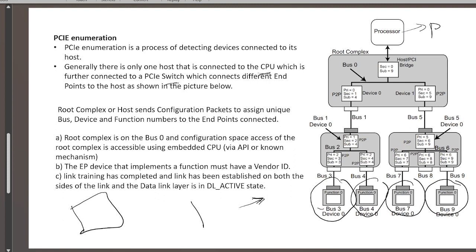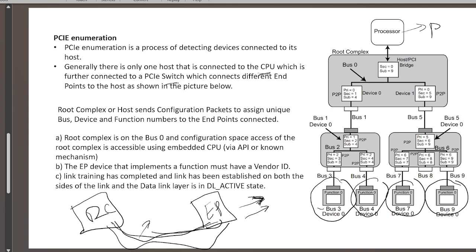You have one PCI controller and another PCI controller, connected through a lane. Assume one is the RC and the other is the EP, the endpoint, directly connected. Assume for now that no switch is present in between. Once reset is done, the physical layer will do link training. I already told you about this. Link training will happen.